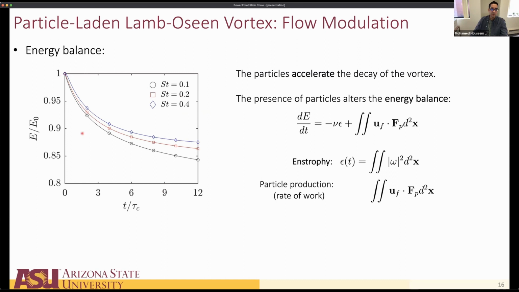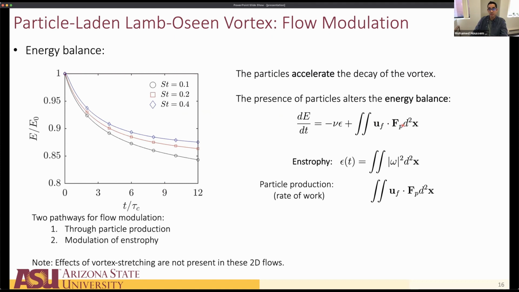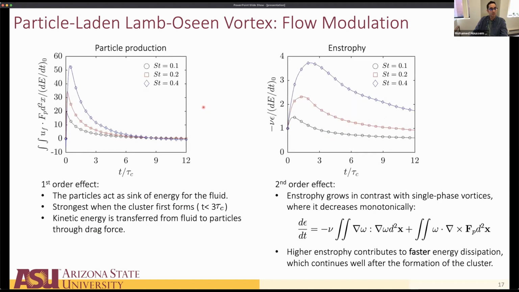Okay, and how can we describe this behavior? Well, we can describe it by looking at the energy balance. So now what we see interesting happening here is that we have a particle production term. So we see that there are basically 2 pathways for flow modulation. The first pathway is through particle production, and the second pathway is through the modulation of entropy. And if we look at these 2 terms, what we see is that the particle production here spikes early on and then decays within 3 or 4 tau c.